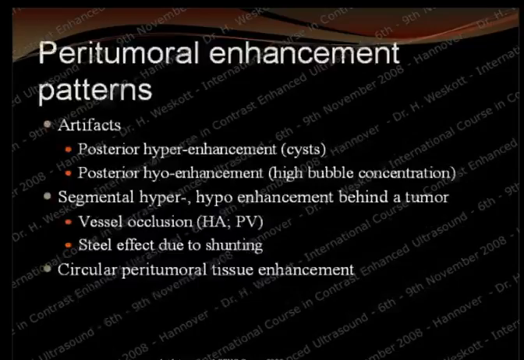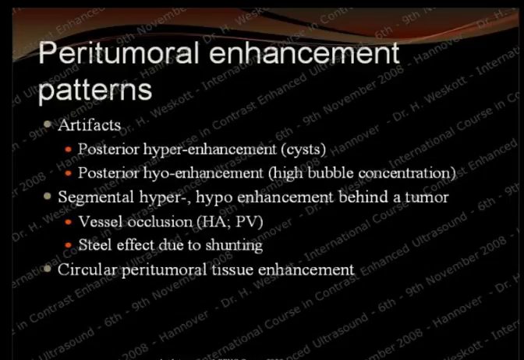So peritumoral enhancement may occur as an artifact. So you have then a posterior hyperenhancement like in CEUS, or posterior hypoenhancement due to a very high bubble concentration in the tumor. So this attenuates the enhancement, or attenuates the sound waves. And then you have segmental hypoenhancement behind the tumor because of vessel occlusions maybe, or a stealing effect due to shunting.